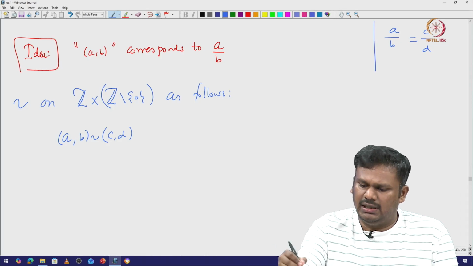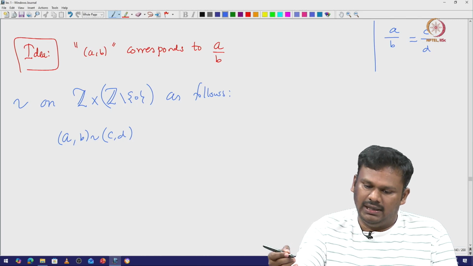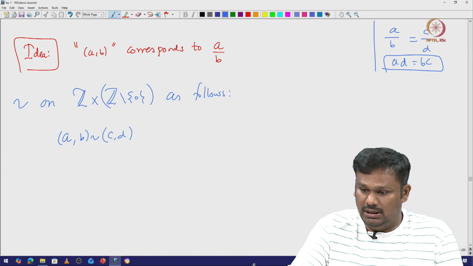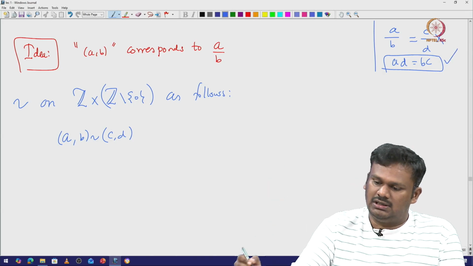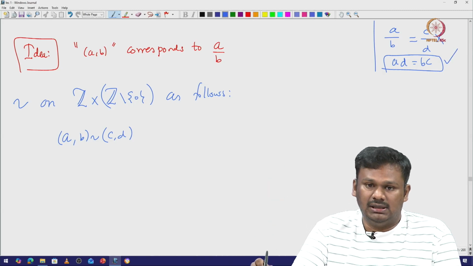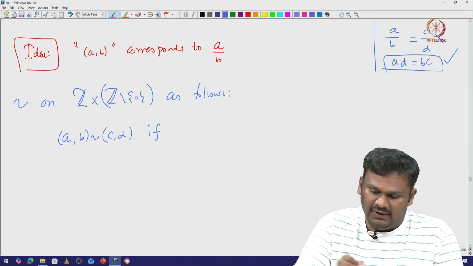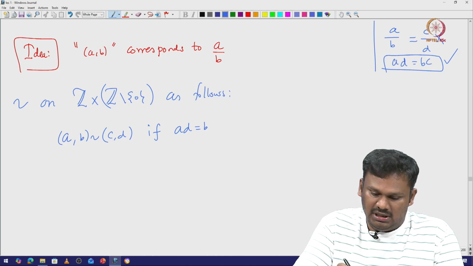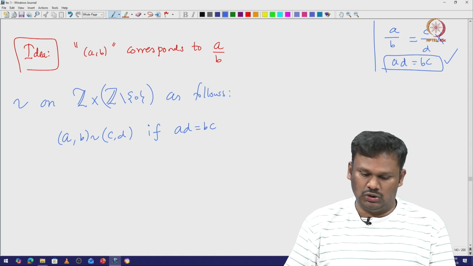This is the same as saying the following. Because we do not know what division is, what we can do is multiply in a cross way, and then we get that AD is the same as BC. This is something we understand in the integers world. The division we do not understand yet, but this we understand. So, we use AD equal to BC as an equivalence relation between A comma B and C comma D. We define that A comma B is related to C comma D if AD is the same as BC. This is purely motivated by the fact that A comma B corresponds to A by B.